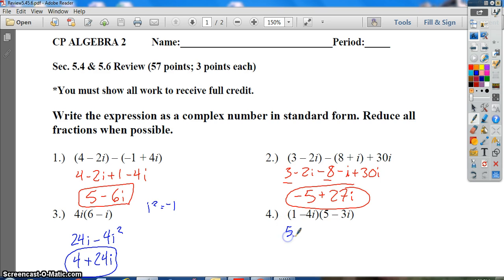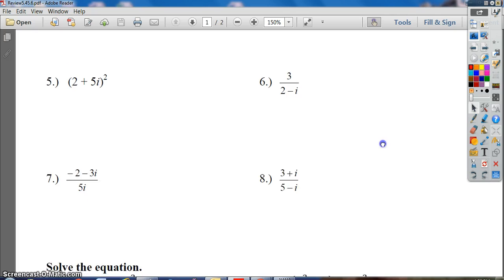I'm going to FOIL this, and I'm going to get the following: 20i plus 12i squared. Remember, i squared is negative 1, so this is 5 minus 12, which is negative 7, and I have minus 23i. So there are your first 4. I'm going to keep moving down.